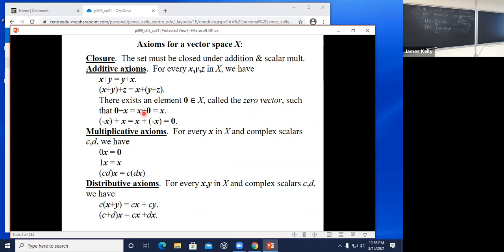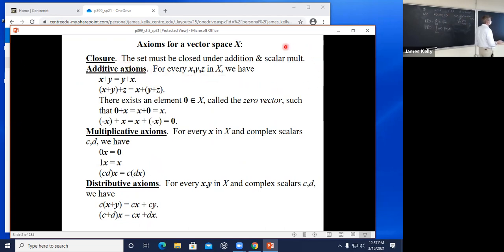It doesn't do anything when you add it onto something, right? There are some axioms about how to distribute scalars over sums of vectors and how to distribute sums of scalars over a single vector, and all those things you do without thinking too much. Now, the one that we're going to want to really concentrate on here is closure.